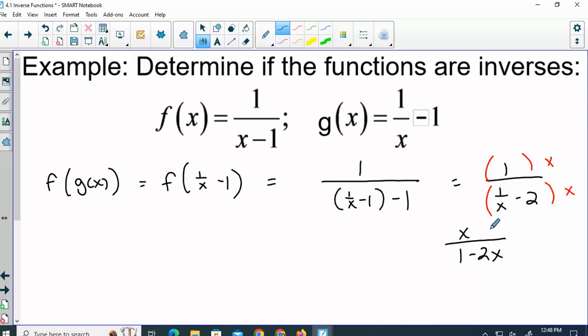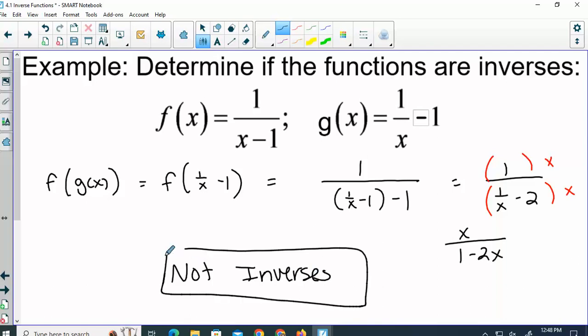But is that what I wanted? No, I wanted plain x. There is no way this is going to turn into plain x. So that means they're not inverses. I don't have to even bother checking the other way. If one of them doesn't equal x, you can just stop and say they're not. Why don't you guys check the next one?